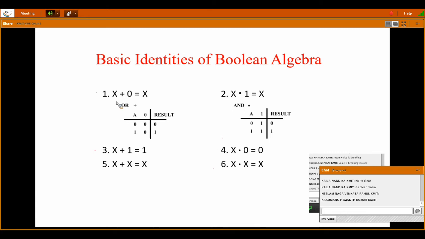So the first one is x plus 0 is equal to x. Here it can be any variable, A, B, C, D, anything. For example, we have taken x and y.